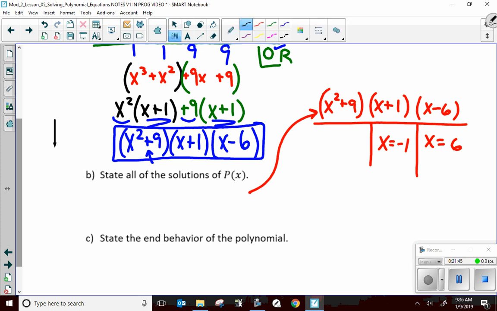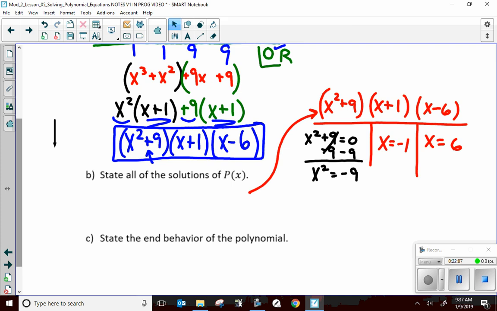Okay? How can I solve for x squared plus 9? Well, again, I set each one of these equal to 0 and solve, right? X squared plus 9 equals 0. Okay, so I've got one x. So I'm going to do opposite math here. Subtract 9 from both sides. I get x squared equals negative 9. Now I have to take the square root. The square root of x squared gives me x equals the square root of negative 9.